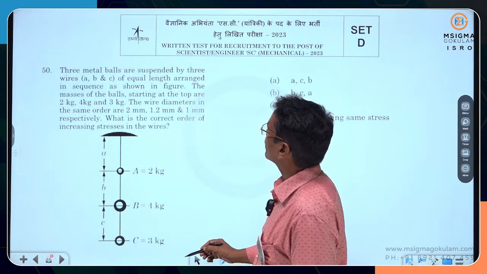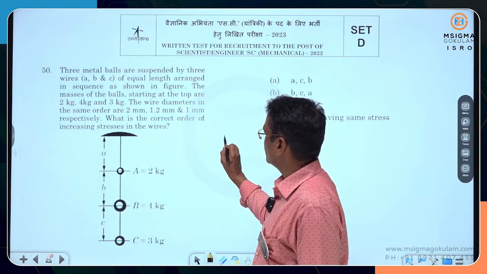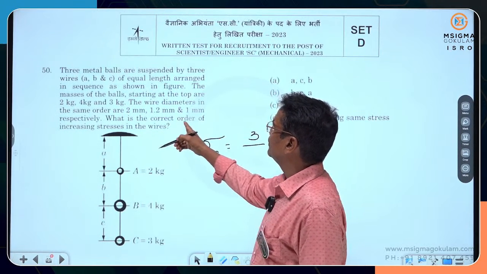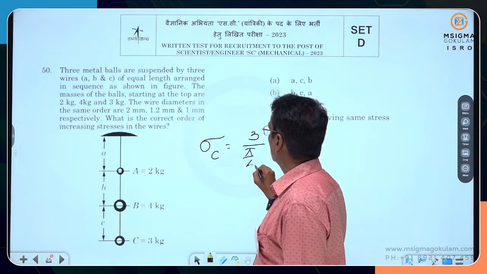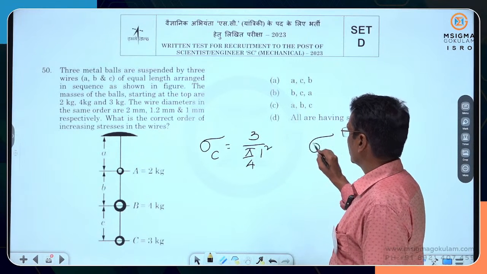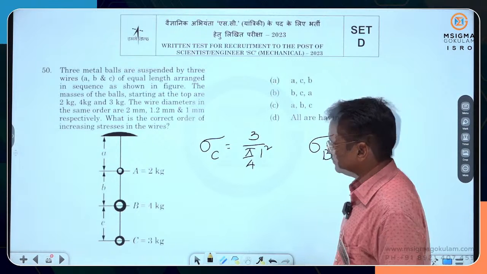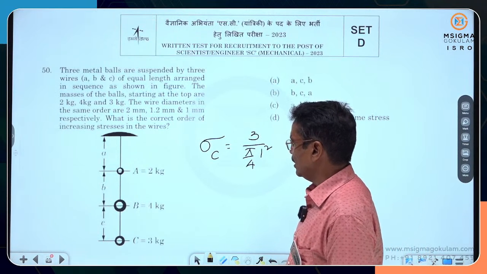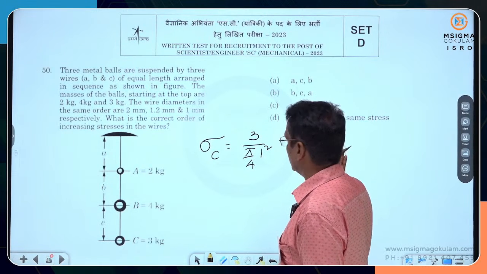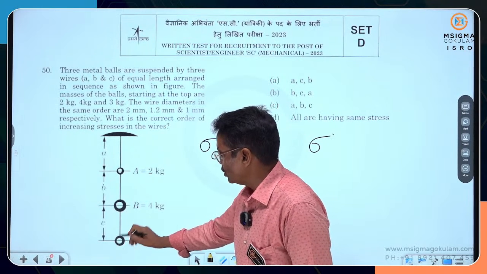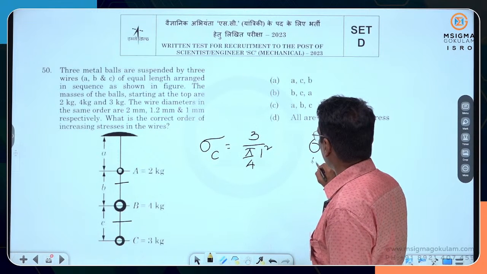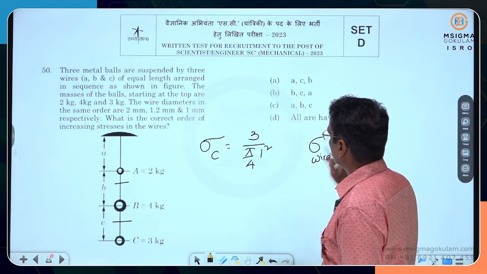So, for the stress of C, sigma of C is 3 kg divided by pi by 4 d square, with d equal to 1. Then sigma of wire B. For C, this is the only load acting, right? For this, if you just see wire B, this is wire C.